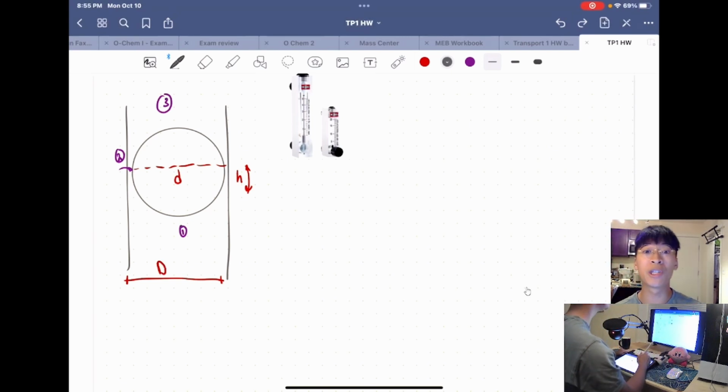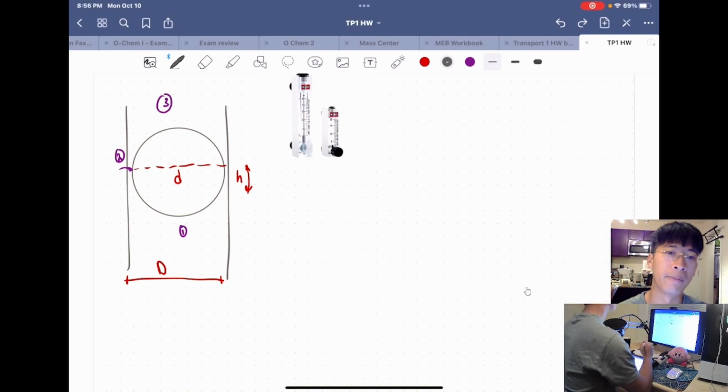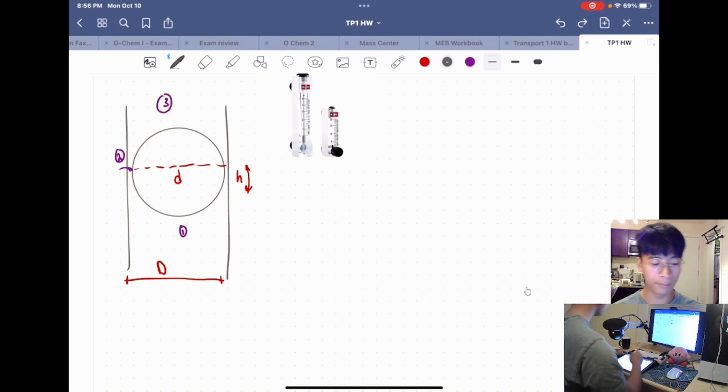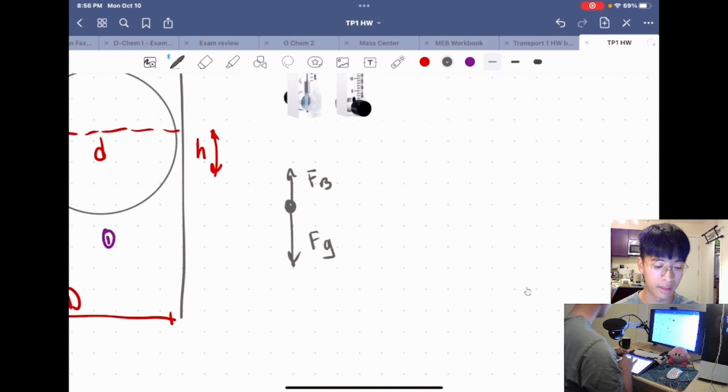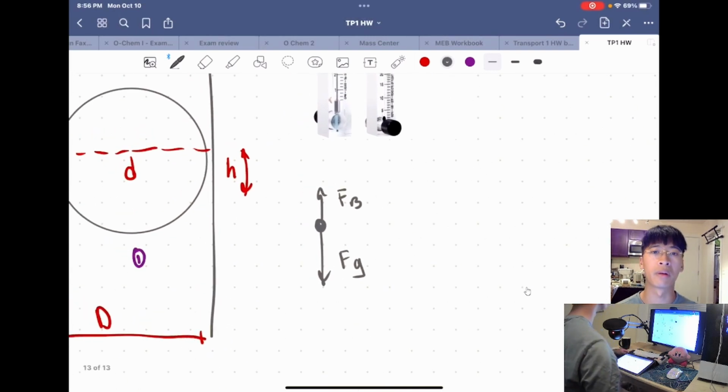We're going to reach that by two means: one, a force balance, and two, the idea of Bernoulli's equation. Let's start with the force balance. We know we have Fg, and we have FB directed upwards. This FB is smaller than Fg. I drew that deliberately because for a rotameter to work, the density of the ball must be greater than the density of the fluid.